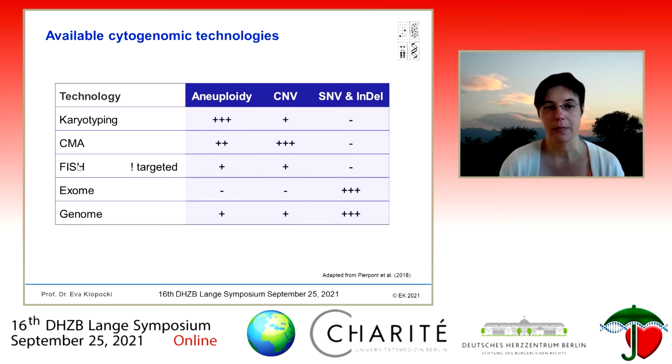And I briefly mentioned FISH here. FISH is fluorescence in situ hybridization. This is actually a targeted analysis. So of course you can detect aneuploidy and copy number variation, but since it's not genome-wide, you only use it if you want to follow up specific questions, for example, in prenatal diagnosis.